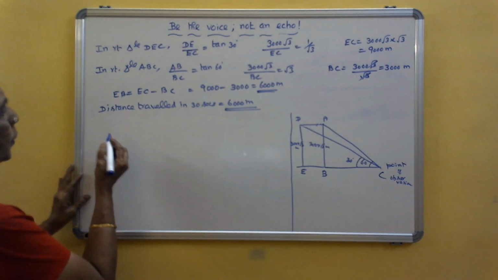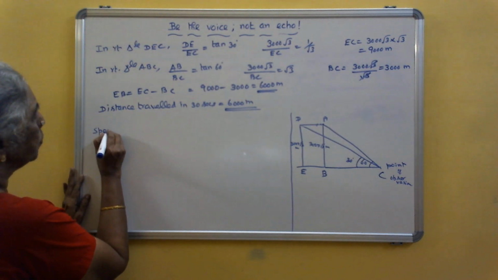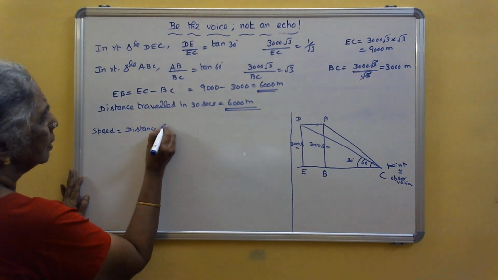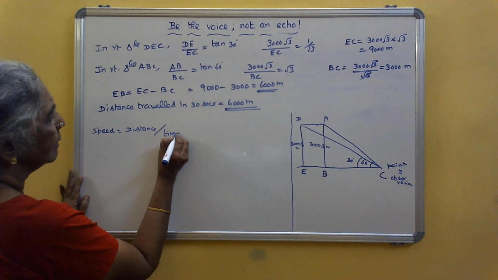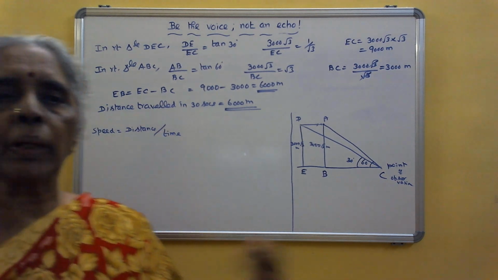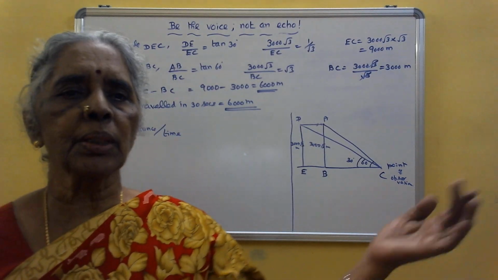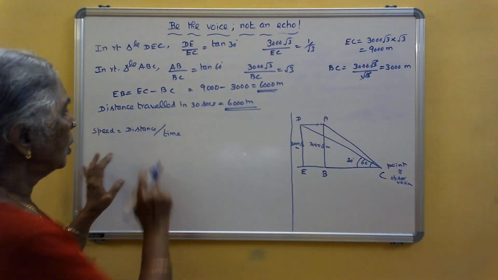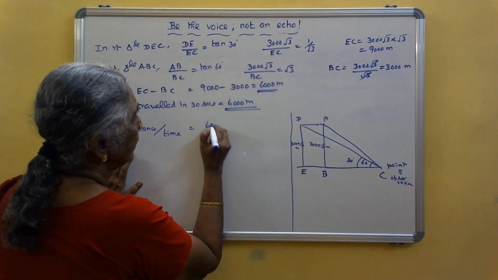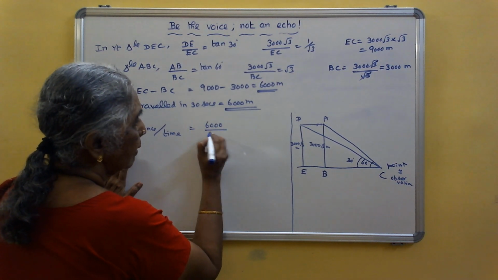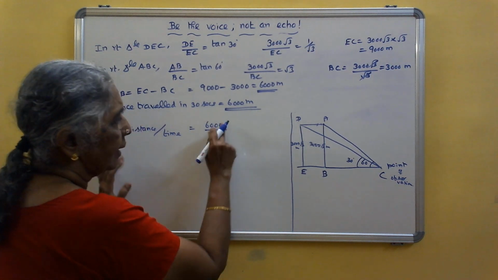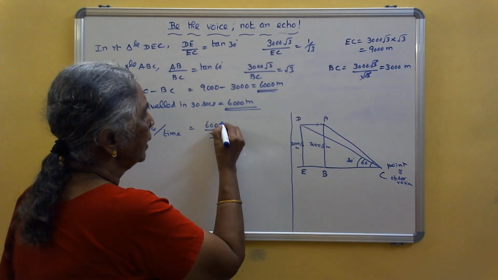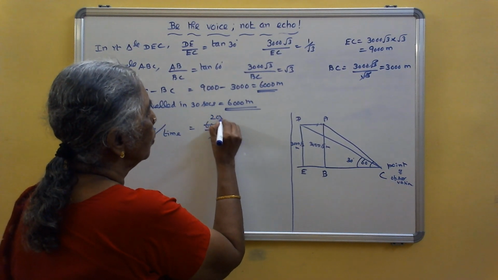Now you know the formula for speed is distance divided by time. You have studied this in your lower classes itself. Distance is equal to speed into time. Speed is equal to distance by time. Time is equal to distance by speed. So now you know the distance is 6000 meters. The time is 30 seconds. This is in meters and this is in seconds. You can cut one zero and you will get 200.